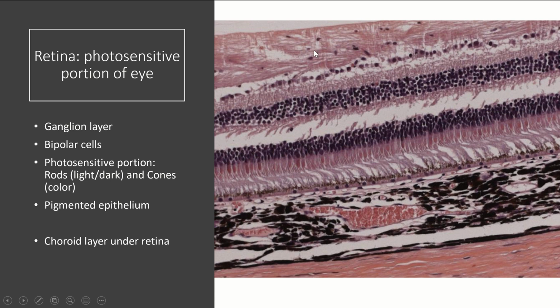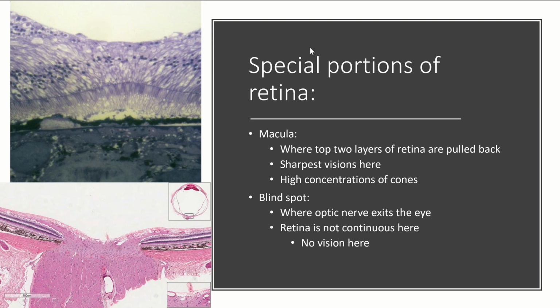And then the next layer is going to be the ganglion layer. So this is the layer that connects with these bipolar cells, and it goes all the way through the retina and goes out the eye and makes up the optic nerve. And the optic nerve is what's going to transmit whatever you're seeing to your brain. Okay, so that's the ganglion layer.